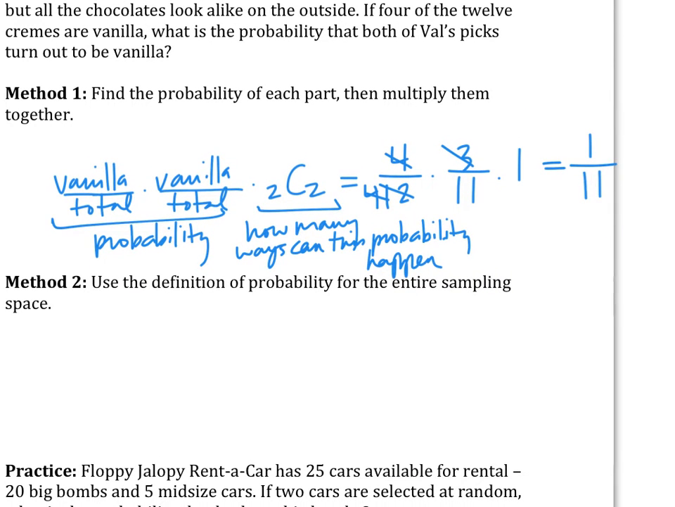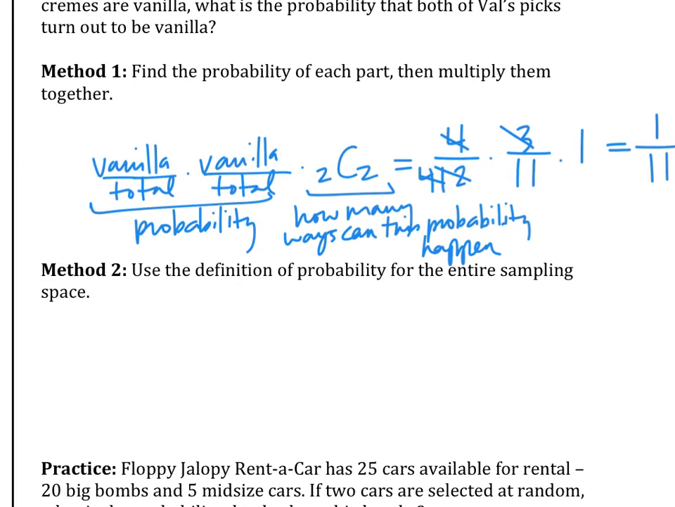All right, now this method 2 is kind of what stats books would usually write in this way. So we're going to try to do it this way. Vanilla out of total.